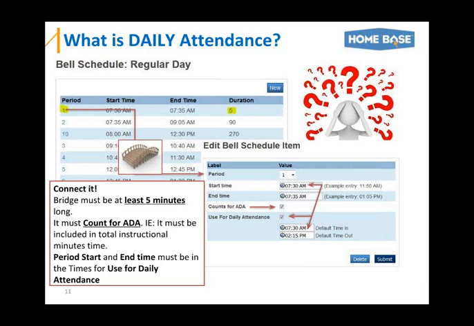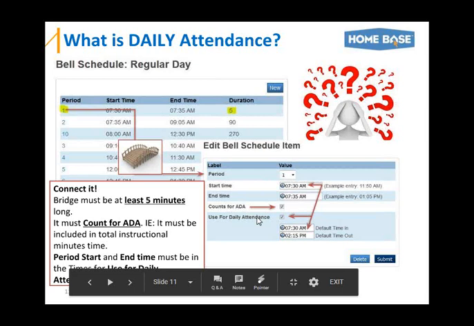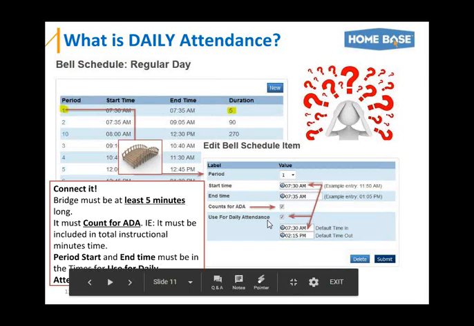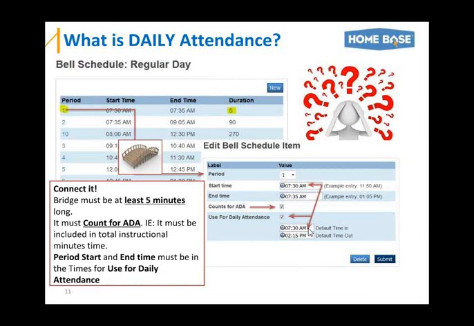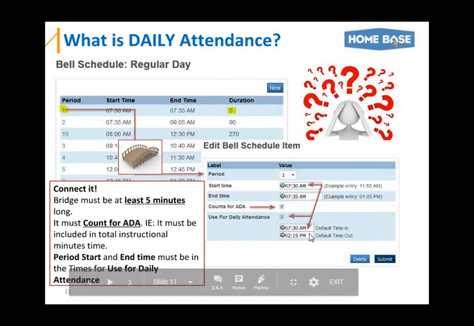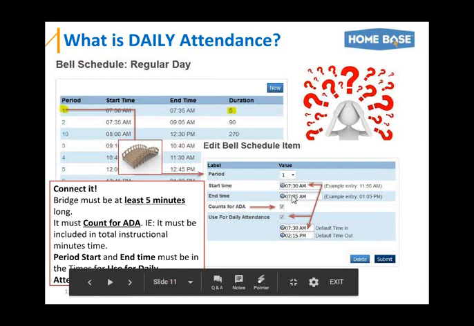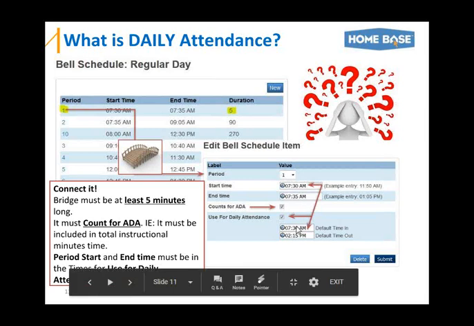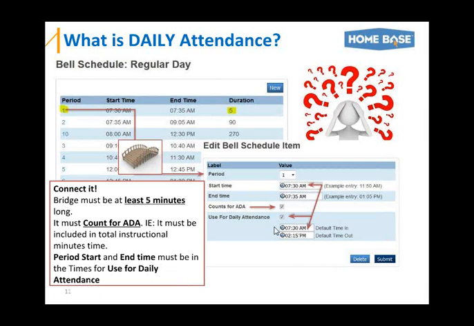The period start time and the end time has to be set. And if you look at the picture to the right, the used for daily attendance box has to be checked, and the counts for ADA has to be checked. And you'll notice that we have set the used for daily attendance beginning of the day at 7:30, and the end of our day at 2:15. So that is the complete number of minutes for our day. This particular period is only 5 minutes long, but the number of minutes we're using for calculation is that full day, 7:30 to 2:15.